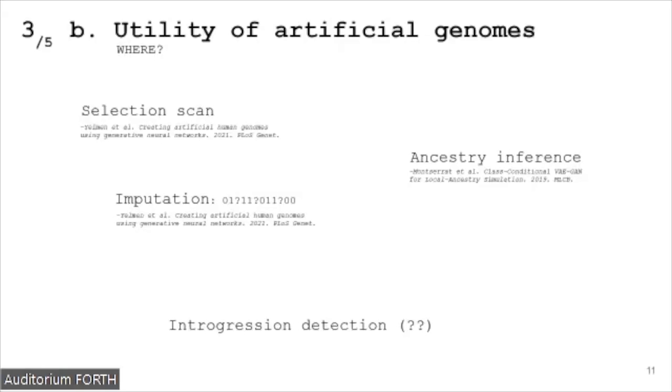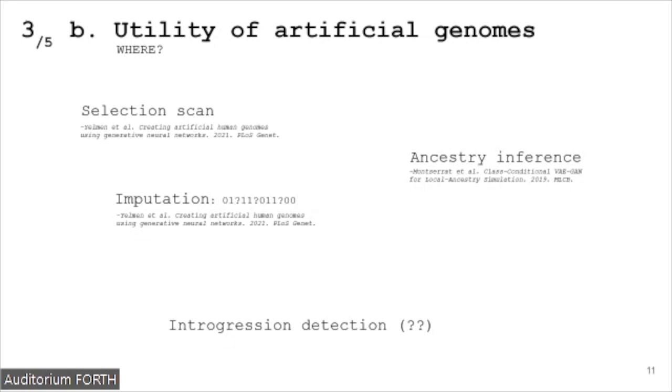Now I'll move on to some applications for this synthetic data. We could do some selection scan or imputation. Both were tried in a Boak-Hellman paper in 2021. In selection scan, you are interested in detecting signatures of selection. In imputation, you have some corrupted data and you want to recover the information at specific sites. And we could also envision an application for ancestry inference. So this was done in a Montserrat paper.